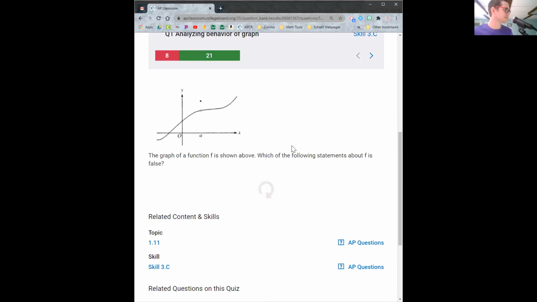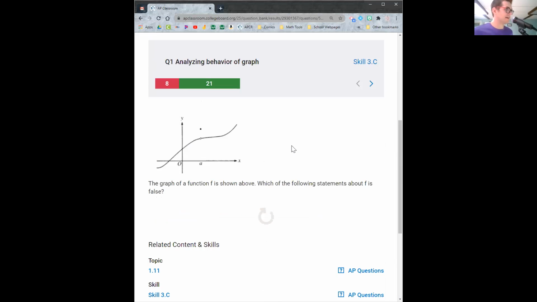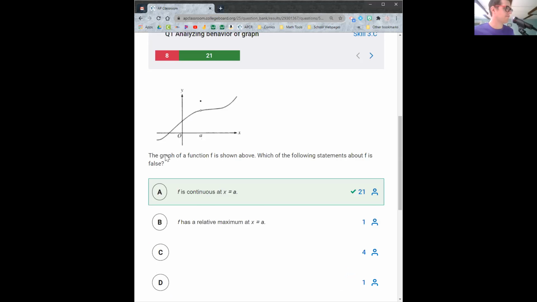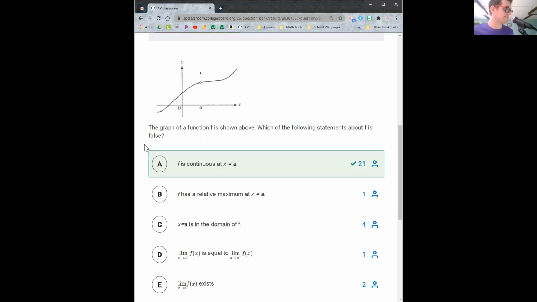All right. This first one is asking to analyze behavior of the graph. The graph of a function is shown above. Which of the following statements about f is false? Well, it's A, it's not continuous. There's a hole. That's a removable discontinuity, so it's got to be it.